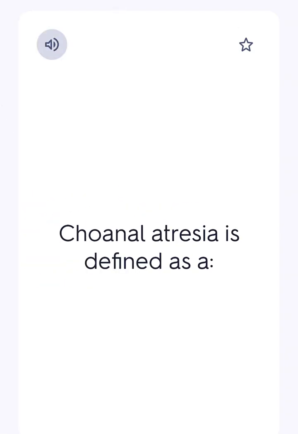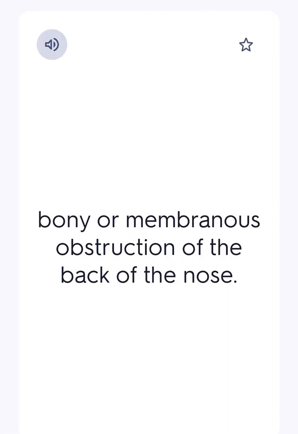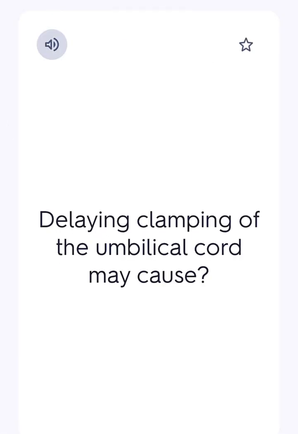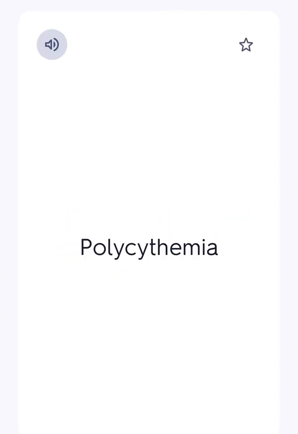Choanal atresia is defined as a bony or membranous obstruction of the back of the nose. Apgar score. Delaying clamping of the umbilical cord may cause polycythemia.